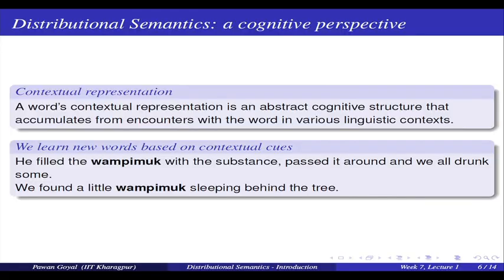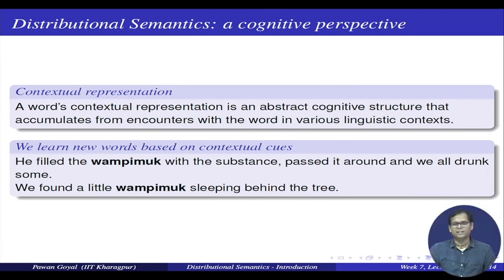Now suppose I have heard this word in a very different context, like this: we found a little vampy mug sleeping behind the tree. Immediately I will have a different interpretation. I will say, okay, maybe vampy mug is some sort of a small animal. So this is some intuition behind the cognitive perspective, and why we might think of meaning in terms of the distributions in the language.